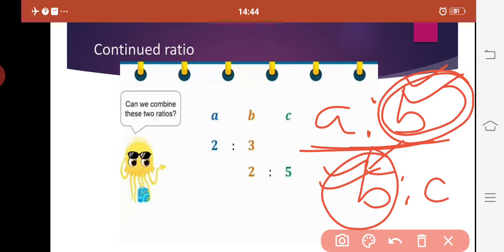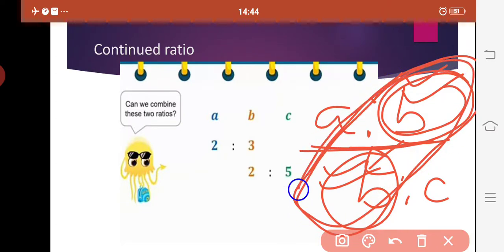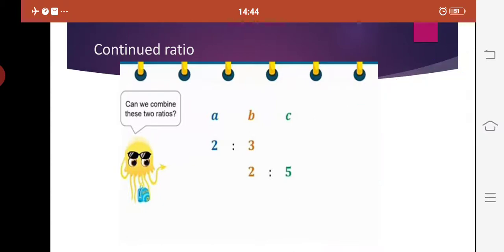Okay, so now if the situation is like this, when the consequent of the first ratio becomes the antecedent of the second ratio, then we can say that B is common, and this ratio is said to be known as continued ratio. So there can be two cases, either the value of B will be the same or it will be different.